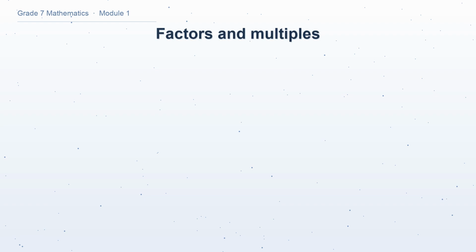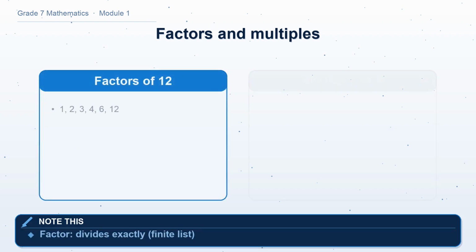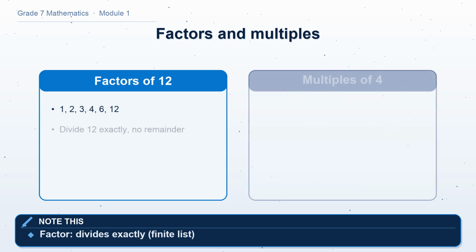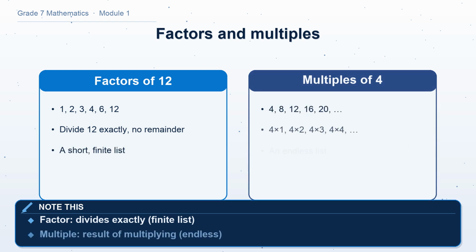Two ideas are often confused, so let's separate them clearly. A factor divides a number exactly, leaving no remainder. The factors of 12 are 1, 2, 3, 4, 6, and 12, a short, finite list. A multiple is what you get by multiplying. The multiples of 4 are 4, 8, 12, 16, and so on, without end. Notice that 12 appears in both, so 4 is a factor of 12, and 12 is a multiple of 4.